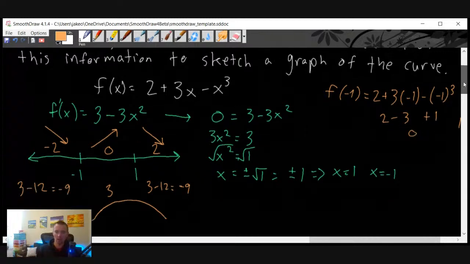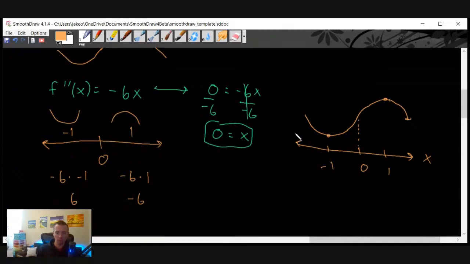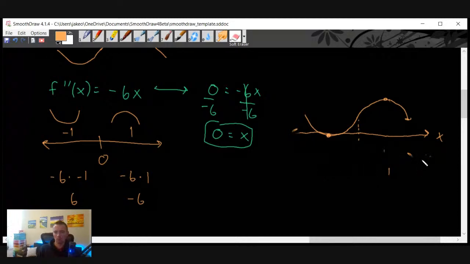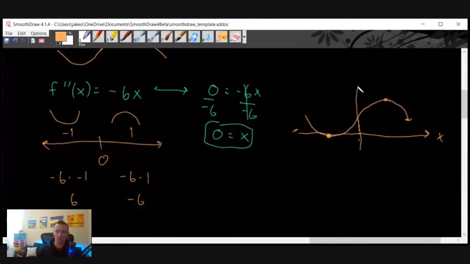So at x equals -1, we're right on the x-axis. So in reality, our x-axis would be right here, going through this point here. And then our y-axis would come up here like this. Here's x equals -1. Here's x equals 1.